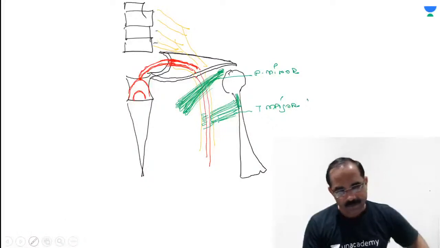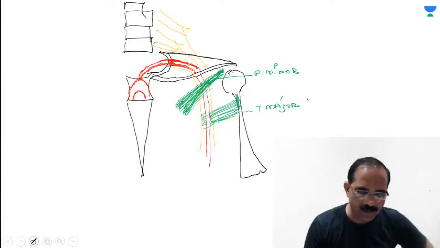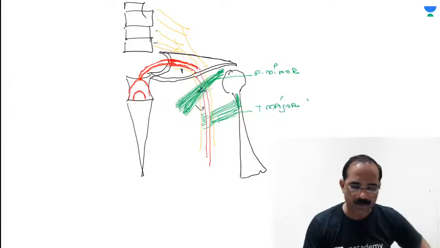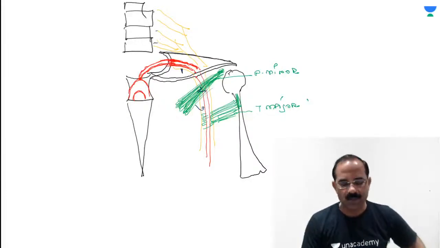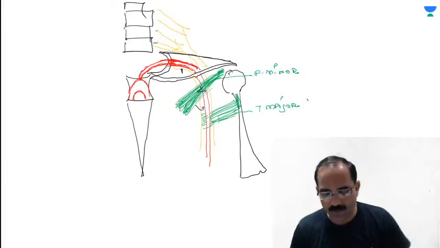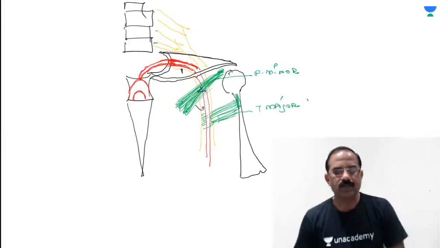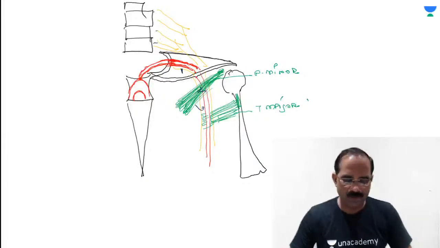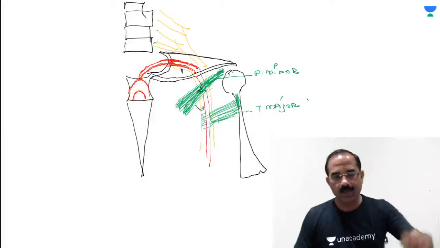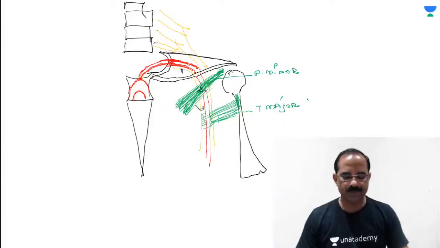That means the axillary artery is divided into three parts by whom? By the pectoralis minor muscle. Okay, so the axillary artery is divided into three parts by the pectoralis minor. I hope this is clear to all of you, students. Just write this, draw this, fast finish this. So that's about the axillary artery. And then you have the brachial plexus.